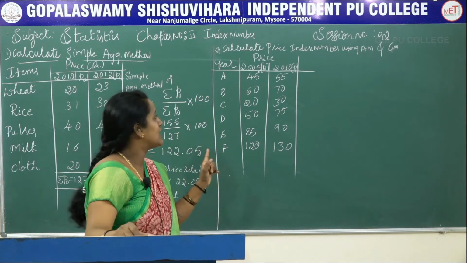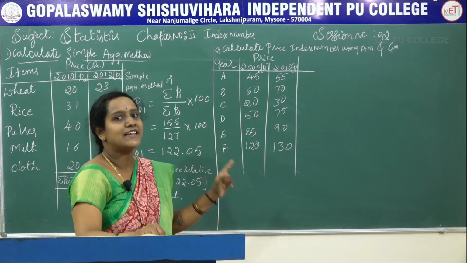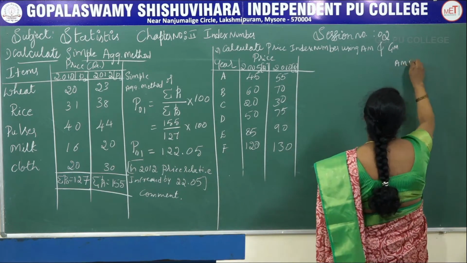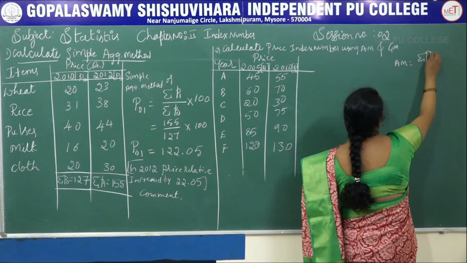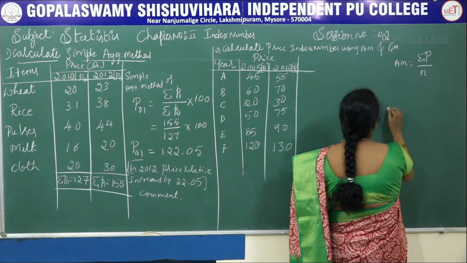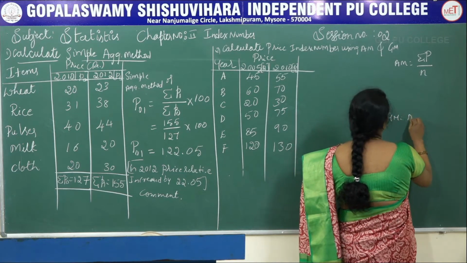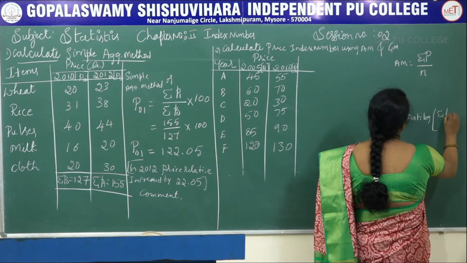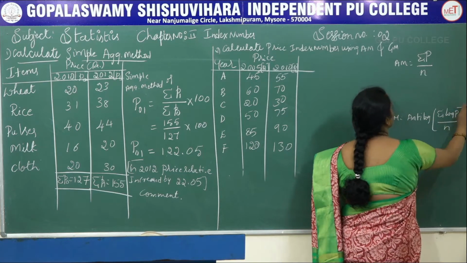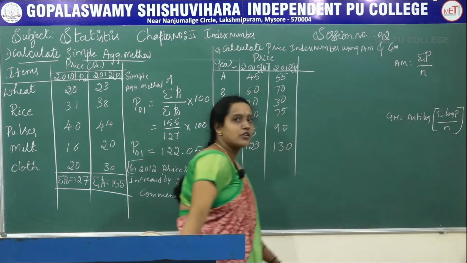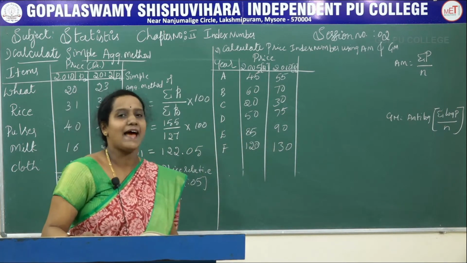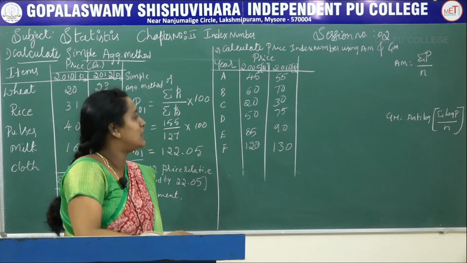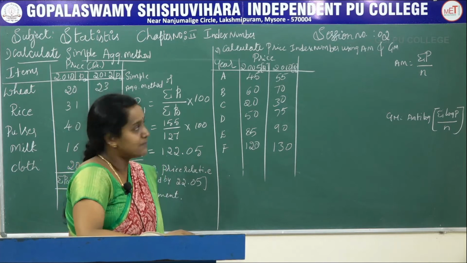For this calculation of AM and GM, to calculate AM we have the formula summation of capital P by N, and to calculate GM it is antilog of summation log P divided by N. These two are the formulas to calculate the averages in index numbers. One is AM, that is arithmetic mean, and the other is GM, geometric mean.